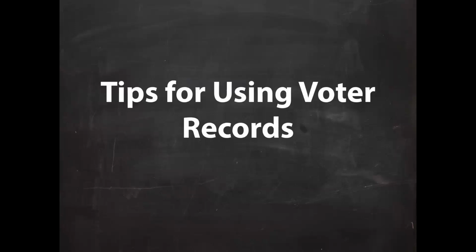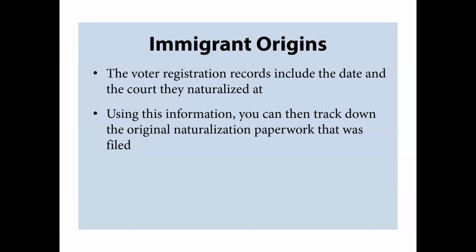Now, we're going to conclude with some different tips for using voter records before we turn to questions. First, I like to use voter records for a number of different reasons. One particular one which I find really valuable is if you're trying to identify an immigrant's origins and find out more about them. This is because, as you saw in some of the examples before, voter registration records include information on where and when they naturalized, because unless you are a native-born citizen or a naturalized citizen, you're not eligible to vote. So using the information in the voter registration book can help you track down that elusive naturalization paperwork that you may be looking for.